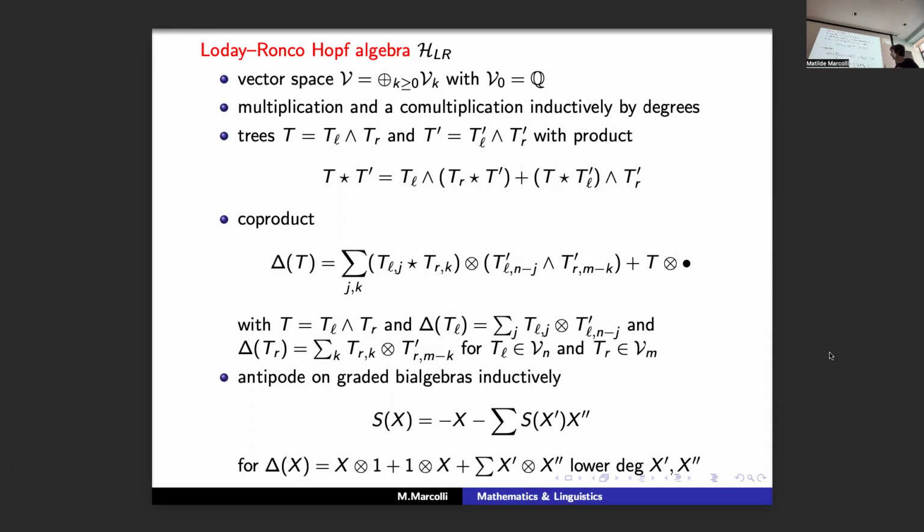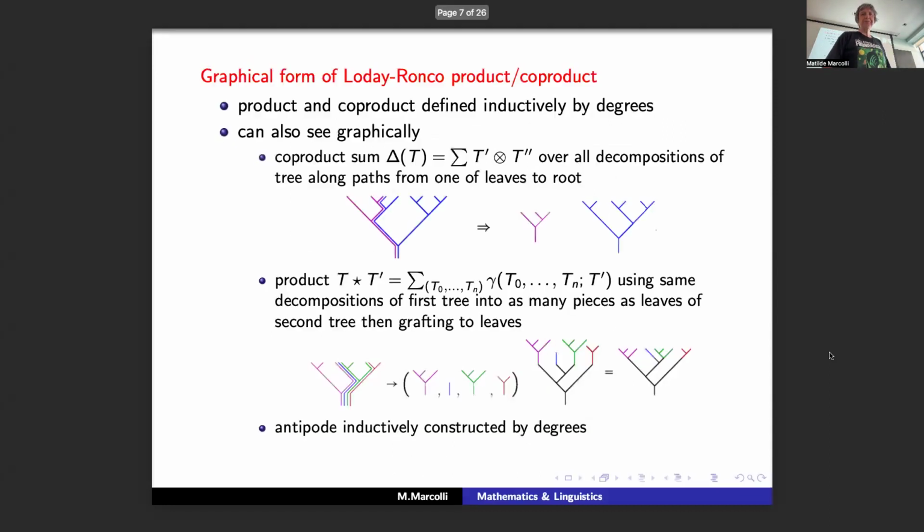But anyway, this is the recursive formula, and the antipode can be defined recursively in the usual way, because this is again graded and connected. But to see what product and co-product mean, it's easier to actually write it down in a graphical form.